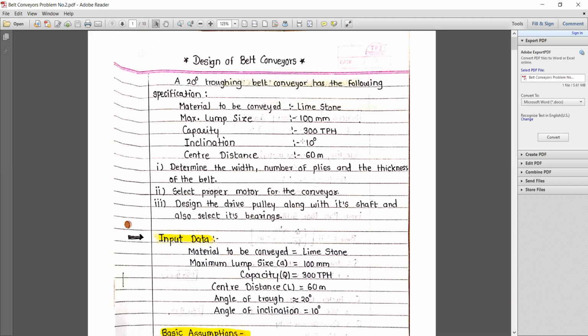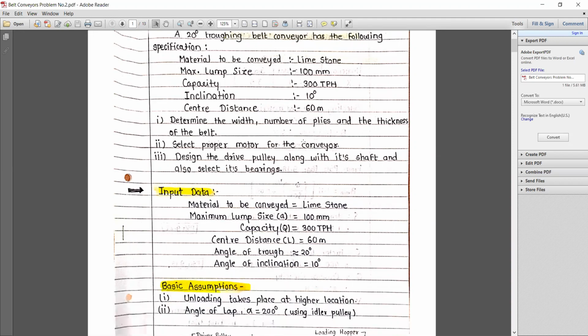Okay, what do we need to calculate, or what do we have to determine? First, determine the width, number of plies, and the thickness of the belt. Second, select a proper motor for the conveyor. And third, the design of the drive pulley along with its shaft and bearing design.